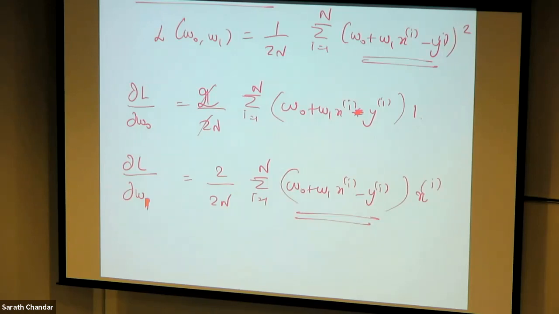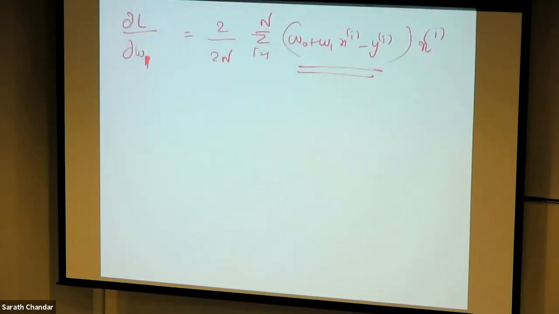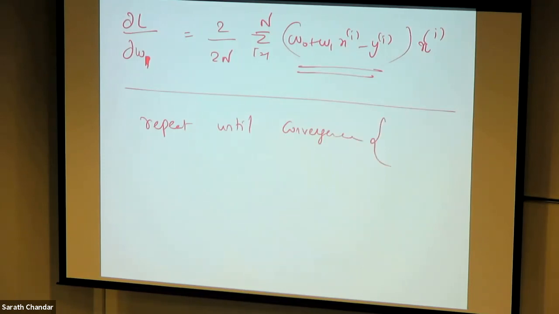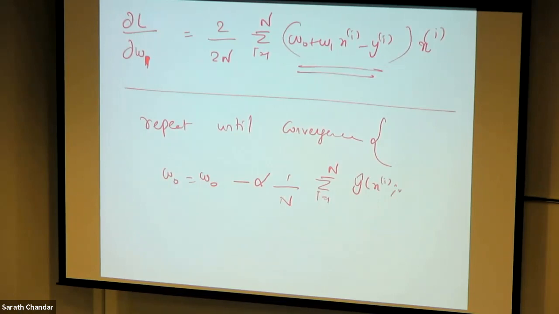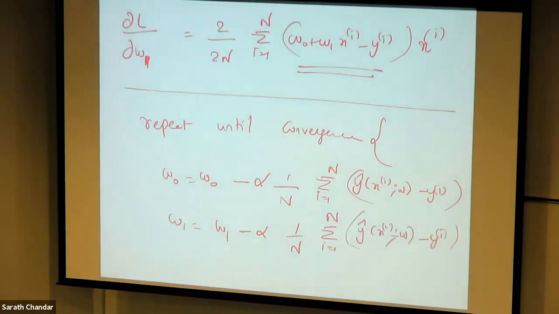Now my gradient descent algorithm is going to look something like this. You repeat until convergence. W0 is equal to W0 minus alpha times 1 over n summation over i equal to 1 to capital N of y hat of xi given W minus y of i. And W1 is equal to W1 minus alpha times 1 over n summation i equal to 1 to capital N of (y hat of xi given W minus y of i) times xi.